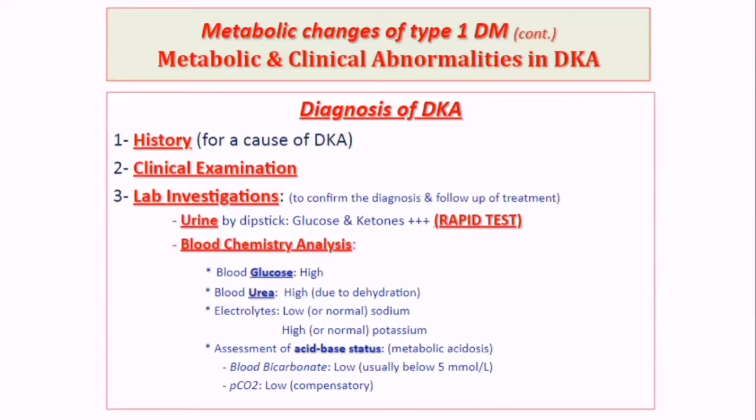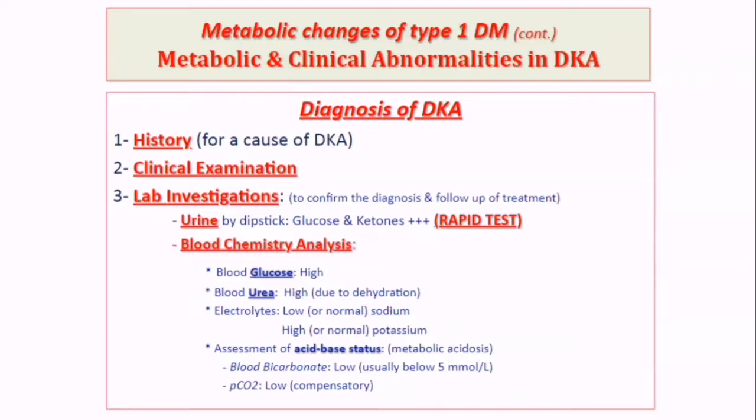And what are the lab investigations to confirm the diagnosis and follow up the treatment? In the urine, it's by dipstick. Nowadays, glucose testing is not done. Ketone testing is done. There is a rapid test for ketone detection, that is by multi-stick. And if you analyze the blood chemistry, then blood glucose is always high, and blood urea is also high due to the dehydration, with low sodium and high potassium.